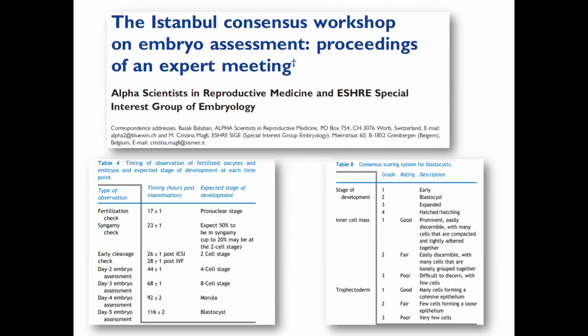And you can see here, again, I won't read it all, but what your trophectoderm looks like, what is a good trophectoderm, what is a fair inner cell mass. If we can put standards to that, it makes it much easier for everybody else to hit it.